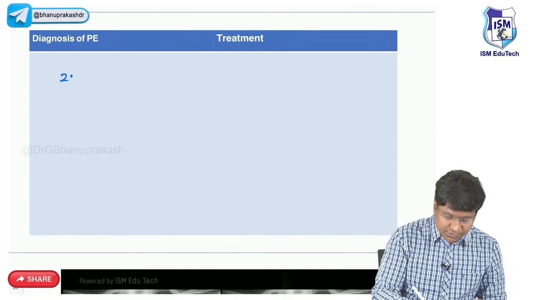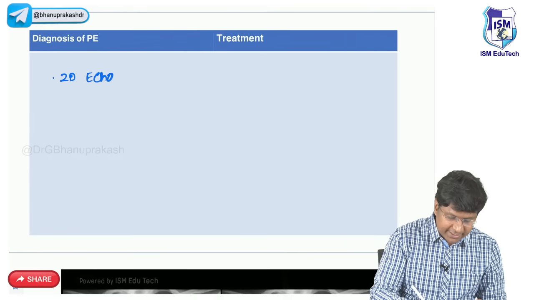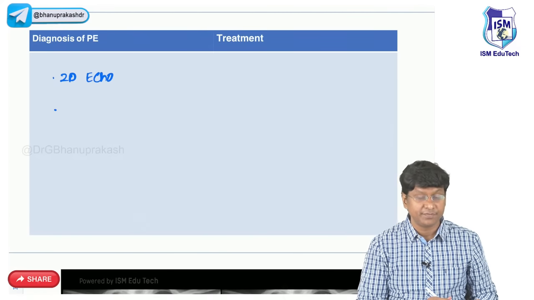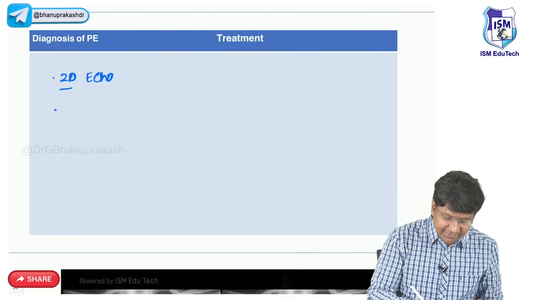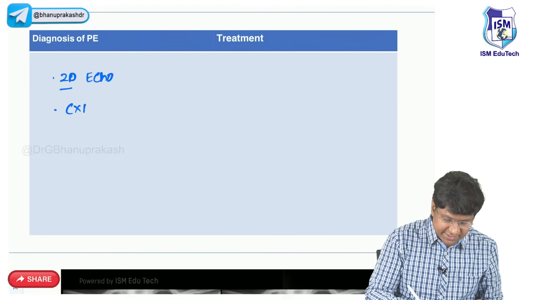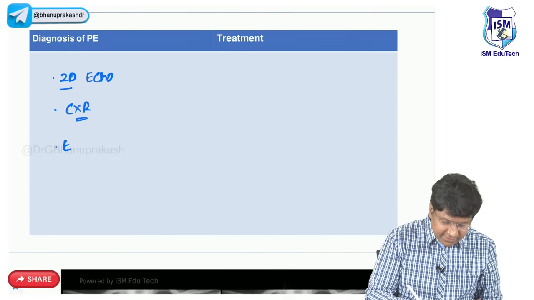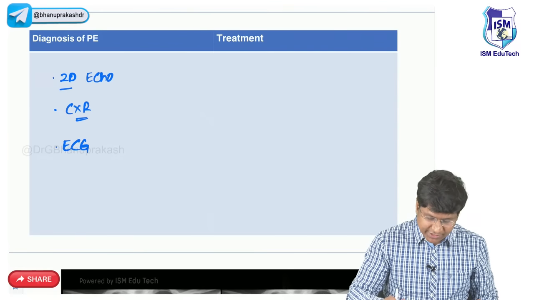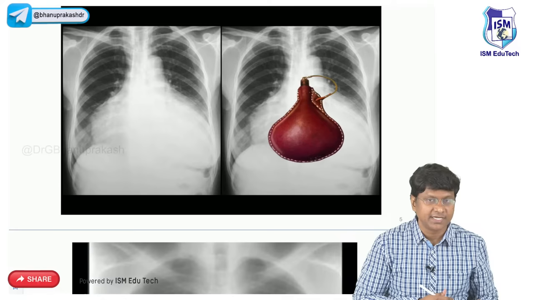Then how do you diagnose this pericardial effusion? Number one, it can be diagnosed by 2D echo. That is one methodology of diagnosis of pericardial effusion. The other methods of diagnosis are the chest x-ray and then the ECG. Now, what will the chest x-ray show you? The chest x-ray will show you that there is a cardiomegaly.